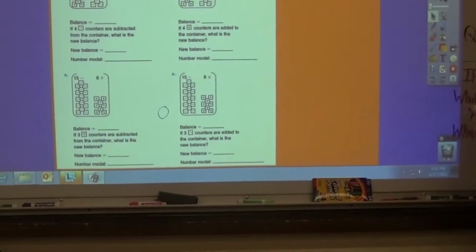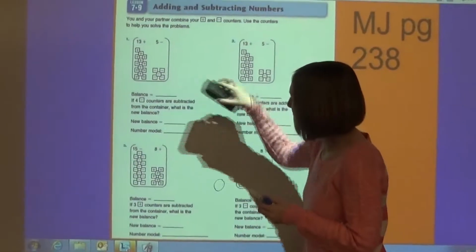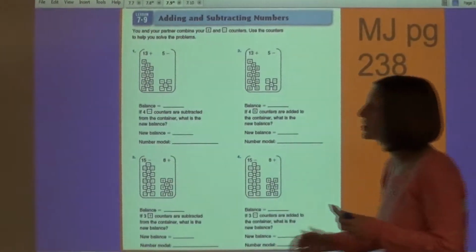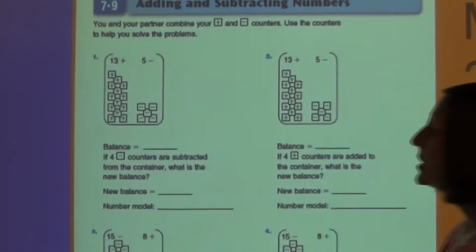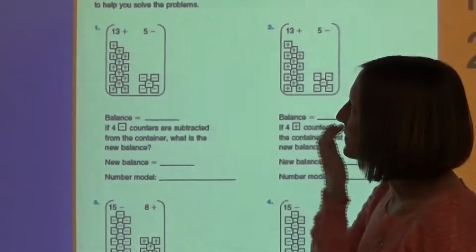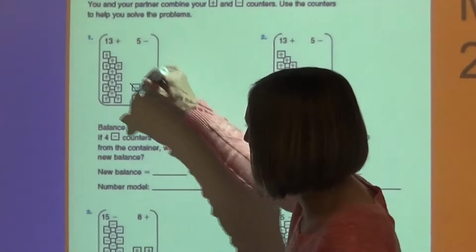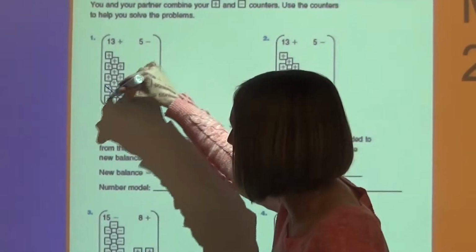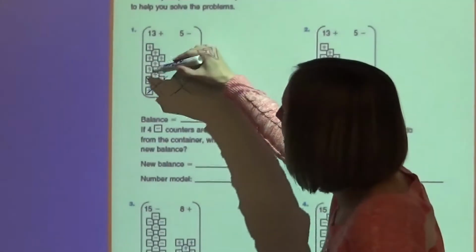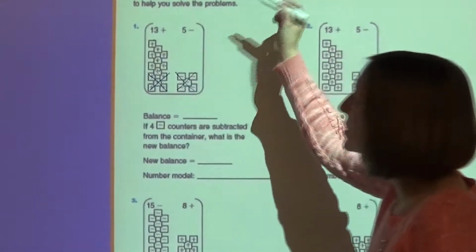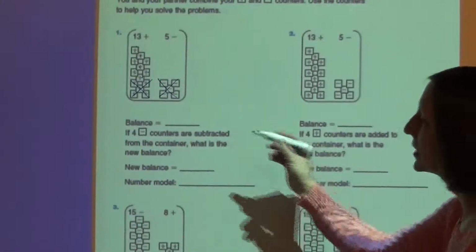If we take a look at the next page, they've given you a balance here. So they're using kind of a picture now to show you these positive and negative counters, and you need to find the balance. So I have 13 positives and 5 negatives. I know that positives and negatives cancel each other out, so I've got my 5 negatives, we'll cancel out these 5 positives. Now how many positive counters am I left with? Well, 1, 2, 3, 4, 5, 6, 7, 8.